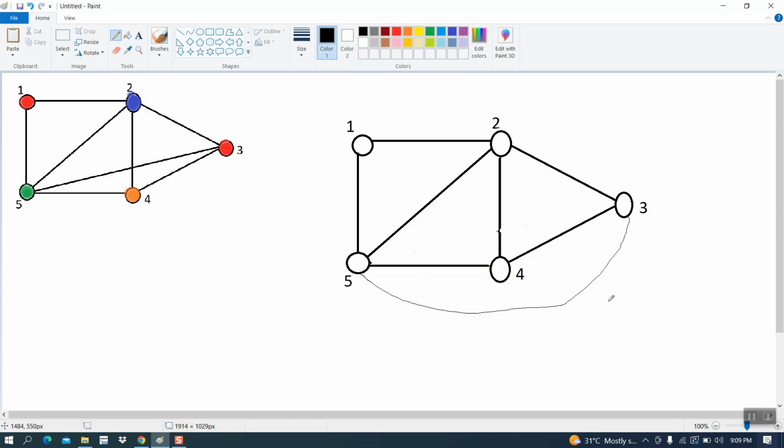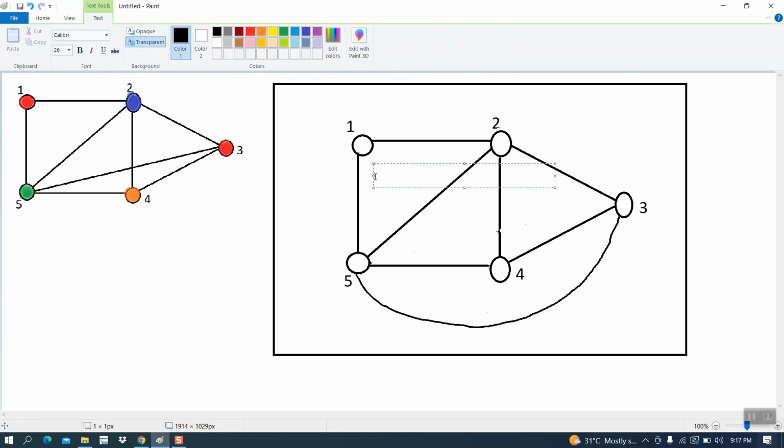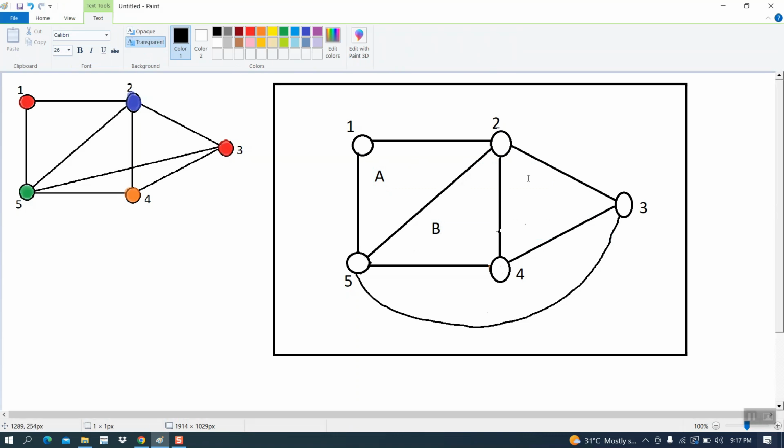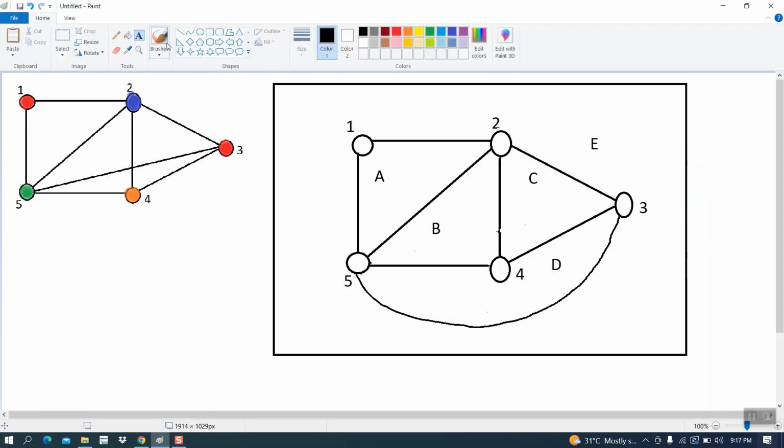Now let's color all the faces. Let's color the planes of this graph. We want to remember that no two faces that share the same boundary have the same color. Let's add an identification for each plane. This will be plane A, B, C, D and E. Now let's see how to color.